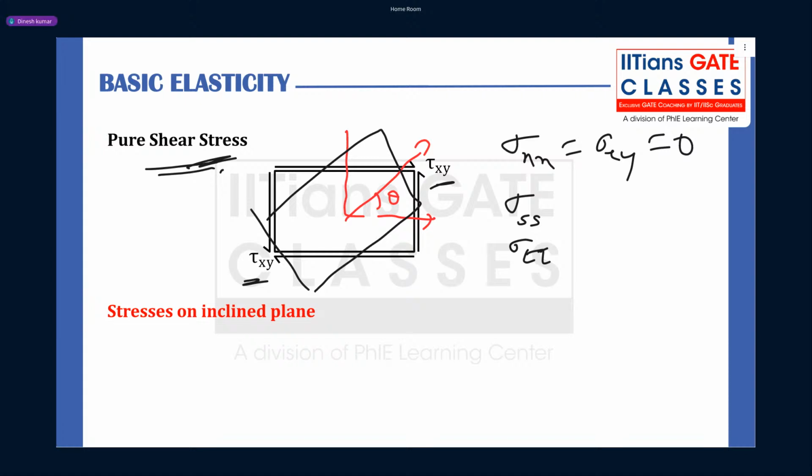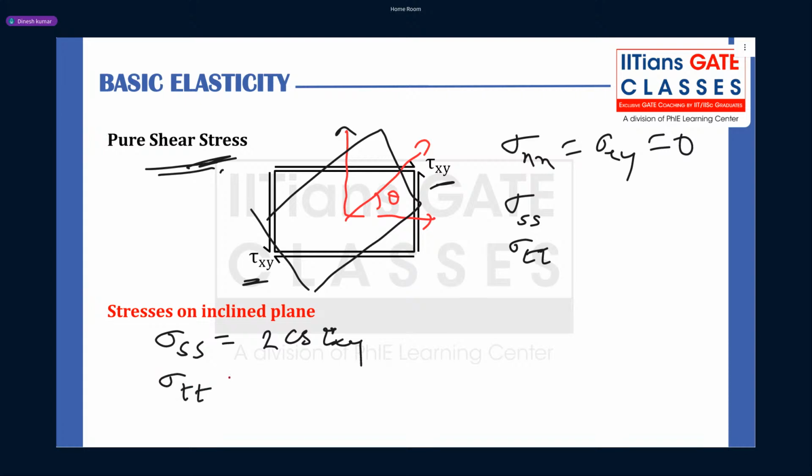No, no, you are wrong. So, guys, you have to understand this properly. Even if it is a case of pure shear, if you see your transformation matrix, what will be your sigma SS? Your sigma SS will be 2CS tau xy or sigma xy.